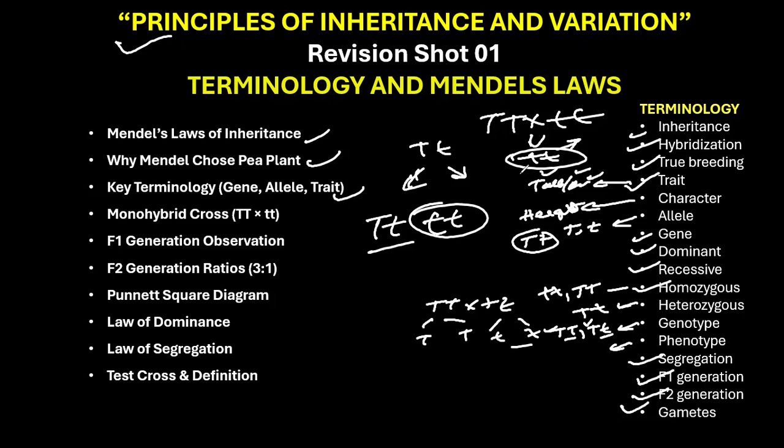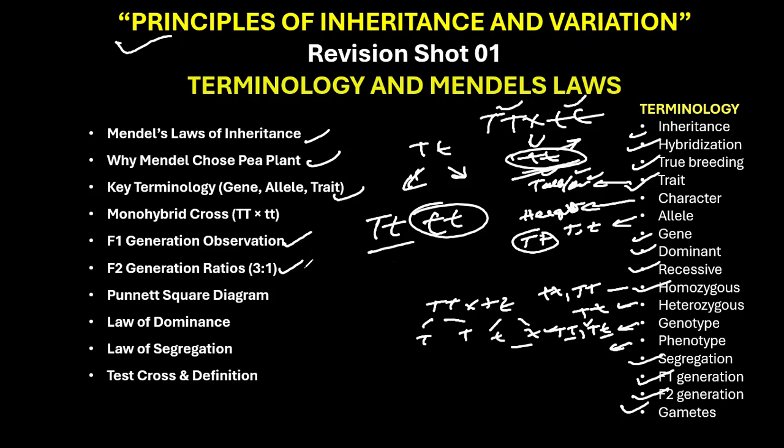Then why is there no blending? Tall and dwarf remain separate. There is no medium height. Traits reappear unchanged. When we talk about the F1 generation observation and F2 generation, in the F1 generation, if we cross capital T with small t, it will be dominant.